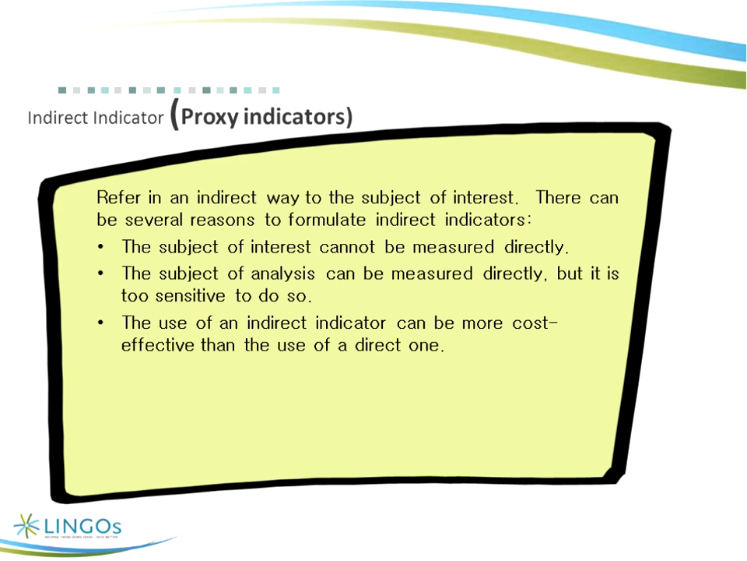Now, there's something called indirect or proxy indicators. And indirect or proxy indicators refer to an indirect way of measuring the subject of interest. There can be several reasons to formulate indirect indicators. First of all is that you just can't measure directly. There are some things that it's just not possible, or the subject matter is too sensitive. The subject of analysis can't be done, or it's not cost effective.